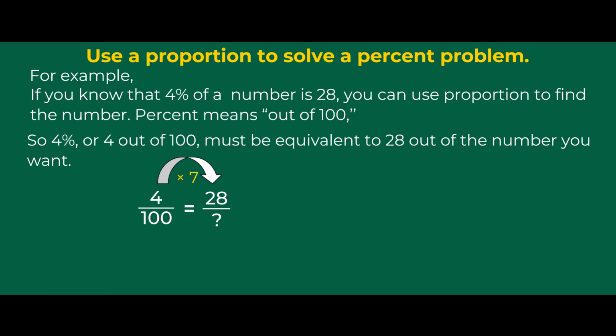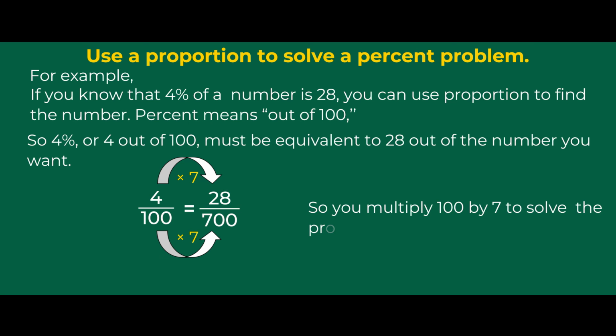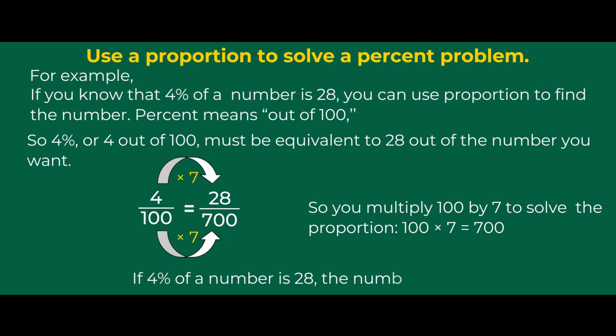Now, what should you do? You have to multiply 7 with the 100 and you get 700. 4% of a number is 28. The number is 700. Let's look at more examples here.